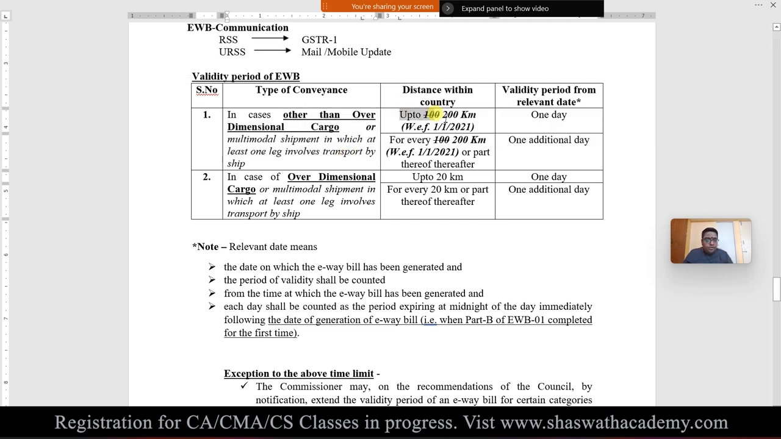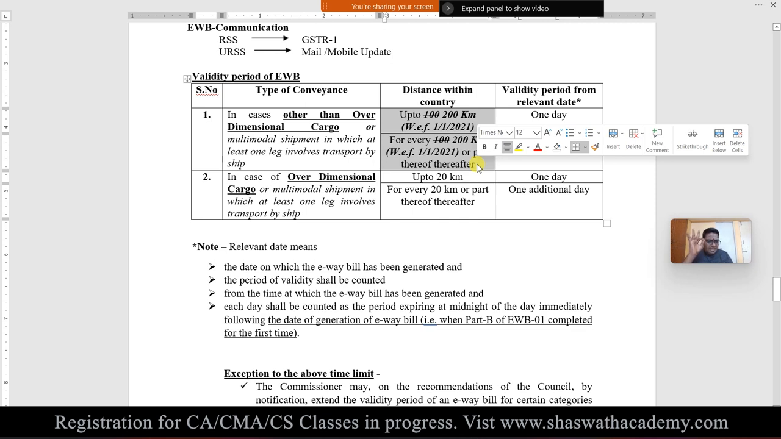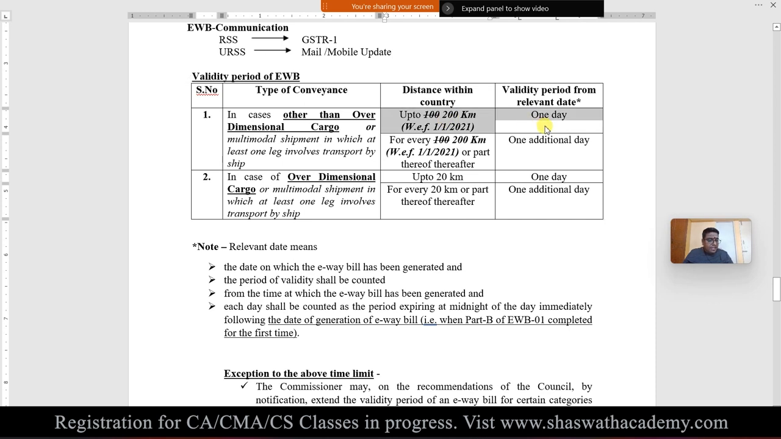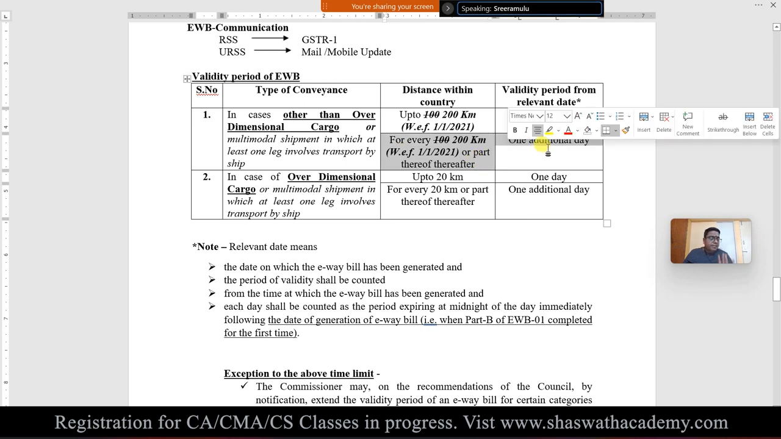Faster. That is why 200 kilometers. Earlier it was only 100 kilometers and now it is 200 kilometers, which goes on record to commend the quality of roads the Government of India has developed in recent years. So now 200 kilometers a day, one day is given as valid, and for every extra 200 kilometers, one additional day will be granted. Sir, suppose from Chennai to Madurai I want to go 496 kilometers, other than over-dimensional cargo, normal cargo. How many days of validity? 496 kilometers.